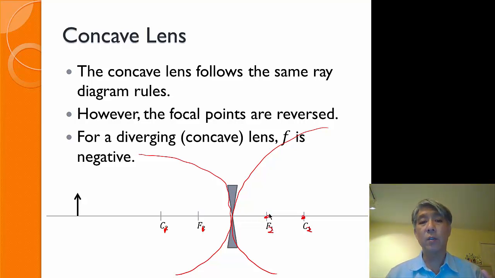But the rules are going to be the same. Parallel through the first focal point, and then through the second focal point, and where it hits the lens, it goes parallel from there. So the rules are the same. The center rule still applies. So practice these ray diagrams at home, and we'll talk about these in class next time.